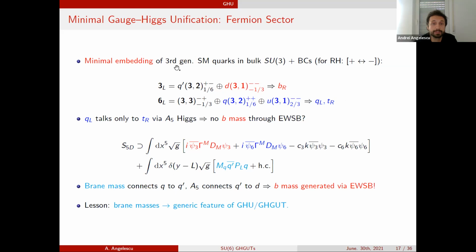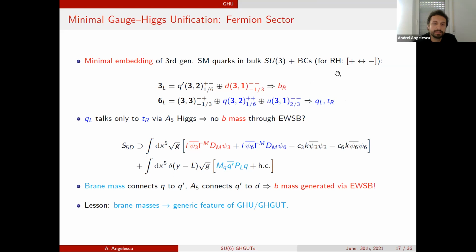We're just looking at the third generation as a fundamental quark. So here in the 6, you can have the left-handed quark doublet as a zero mode of this 5D fermion, and you can have the top right as a zero mode of this one. And here you can embed the right-handed down quark, the bottom right.